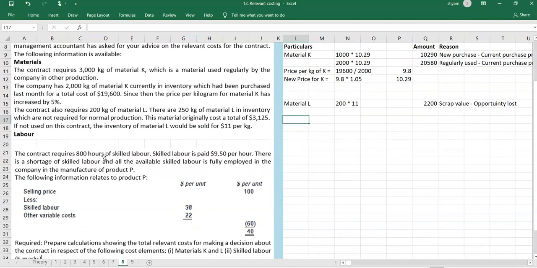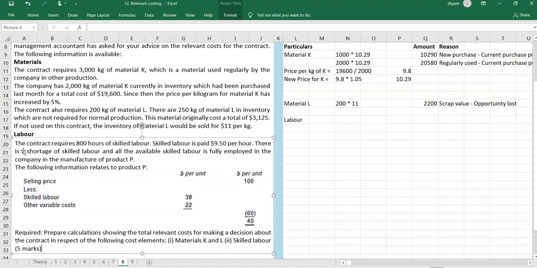We can move on to labor. So labor, he says, the contract requires 800 hours of skilled labor. Skilled labor is paid 9.5. There is a shortage of skilled labor and all the available labor is fully employed. As they are fully employed, either we have to get people from outside or we have to use them from existing work in the company in the manufacture of product P. The following information relates to product P.